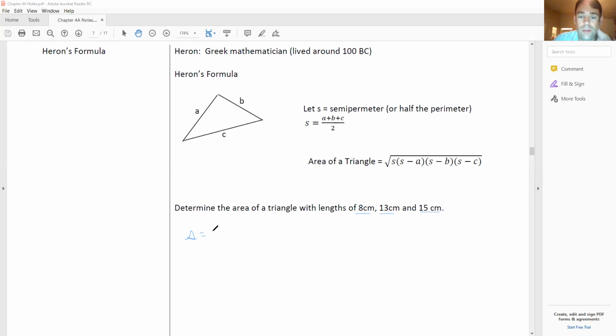So we're going to find that semi-perimeter. We're going to add them all up: 8 plus 13 plus 15, and we're going to divide it by 2. If I divide that all by 2, I find out that S is going to be 18.